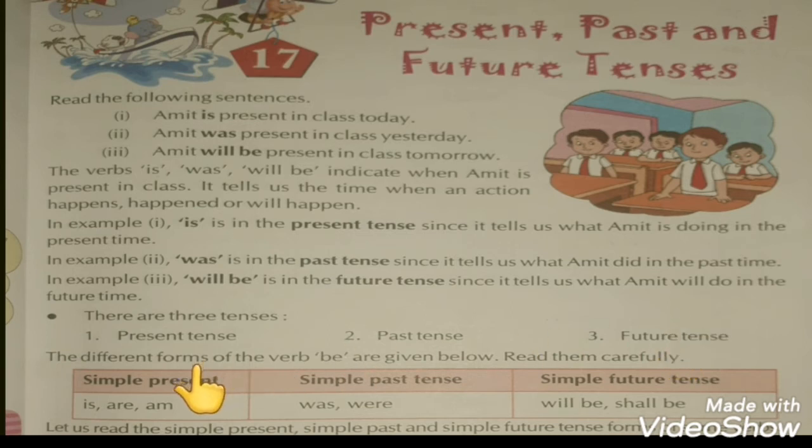So the different forms of verb be are given below. Read them carefully. सिंपल प्रेजेंट में हम लोग यूज करते हैं is, are, am. पास्ट में हम लोग was, were यूज करते हैं. और सिंपल फ्यूचर टेंस में हम लोग इनके आगे will लगा देते हैं. That means will be, shall be.